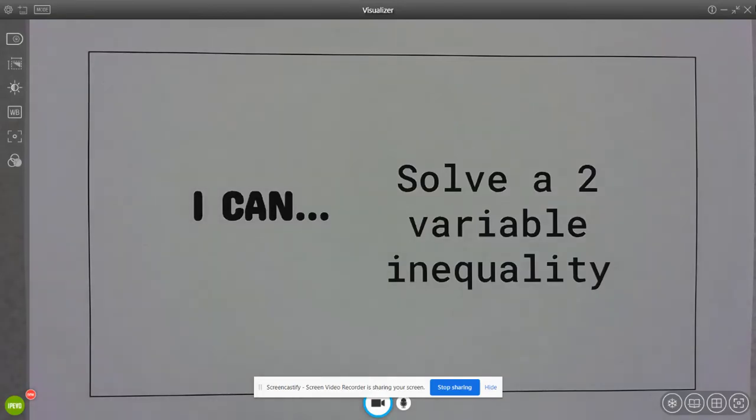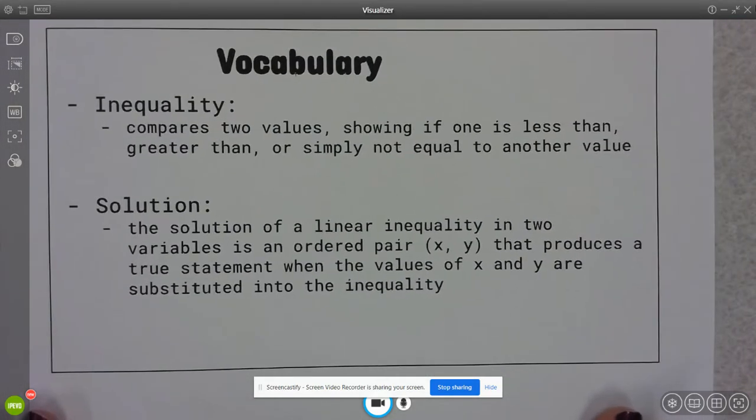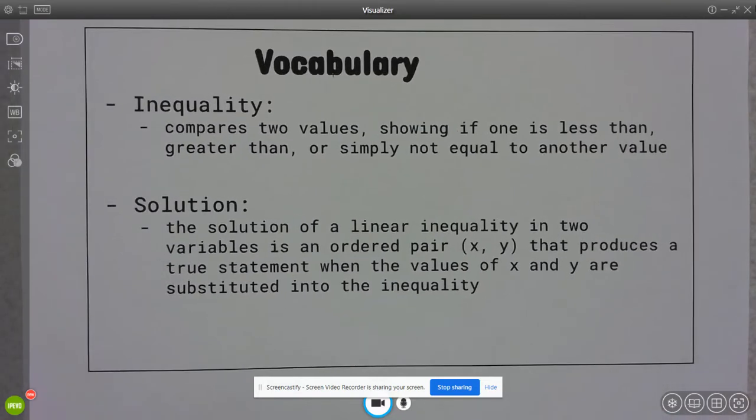All right, so in this video, we are going to solve inequalities that have two variables. Before we do that, we need a couple quick vocabulary statements. So an inequality is comparing two numbers or two values or two expressions. We're going to see the less than or greater than symbol. We could also potentially see an equal to symbol involved with our inequality. We've seen inequalities before. However, this time we're going to see inequalities that have both x and y.